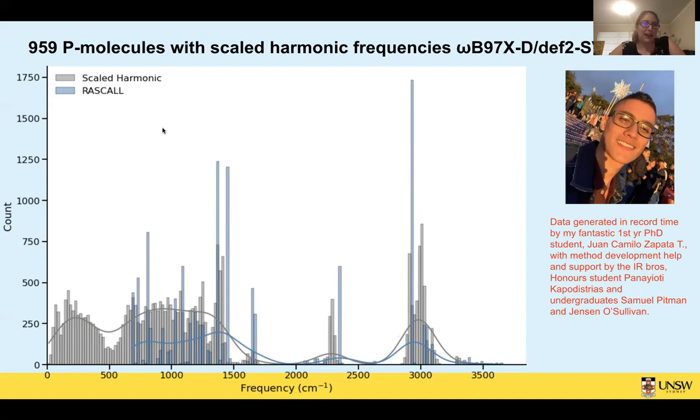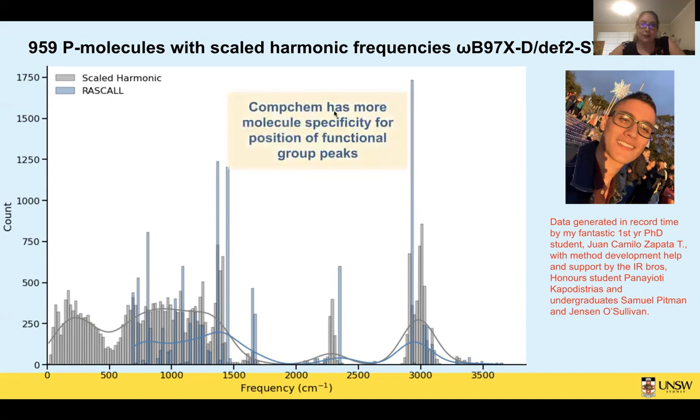This plot shows the difference between Rascal and the scaled harmonics, which is our quantum chemistry. The biggest difference is that CompChem has molecular specificity for the position of functional group peaks. Rascal just had one big CH group here, and quantum chem spreads that out and says that actually the molecular environment affects the frequency. We know that happens in reality.